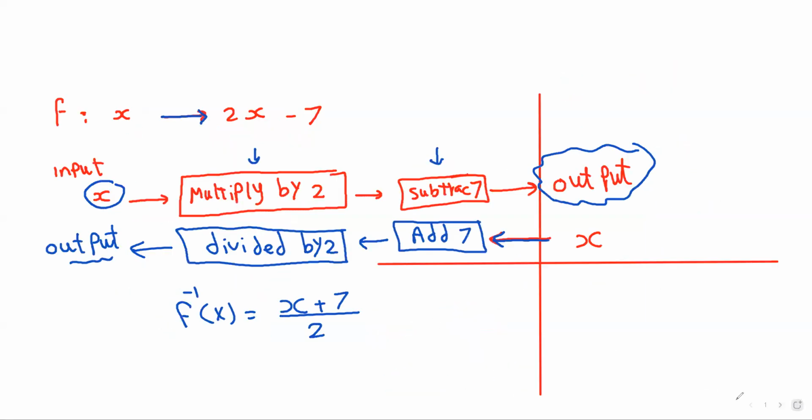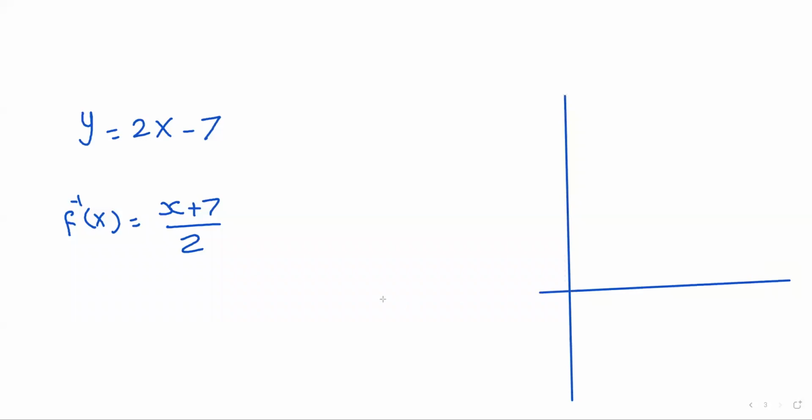Okay, so let's analyze it again. y equals 2x minus 7, and the inverse function is f inverse of x equals, if you remember, x plus 7 over 2. Try to graph this function, 2x minus 7. How can we graph it? Take a value like 0 and you will get minus 7. 1 gives minus 5.